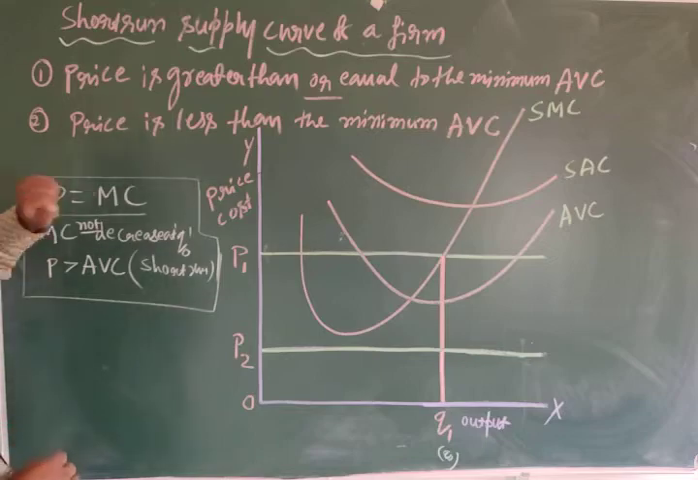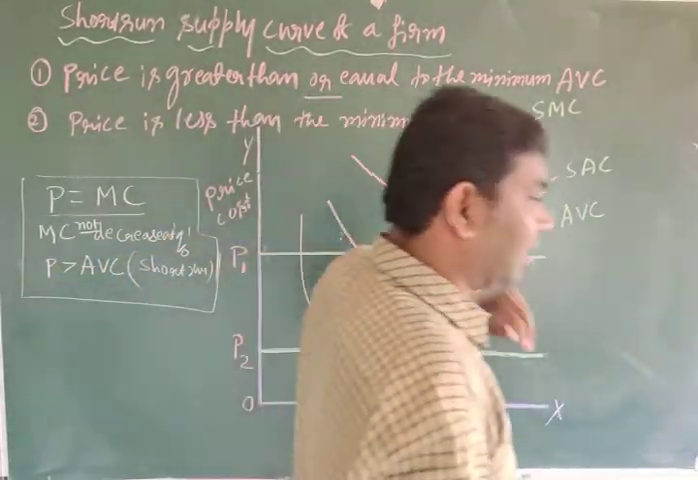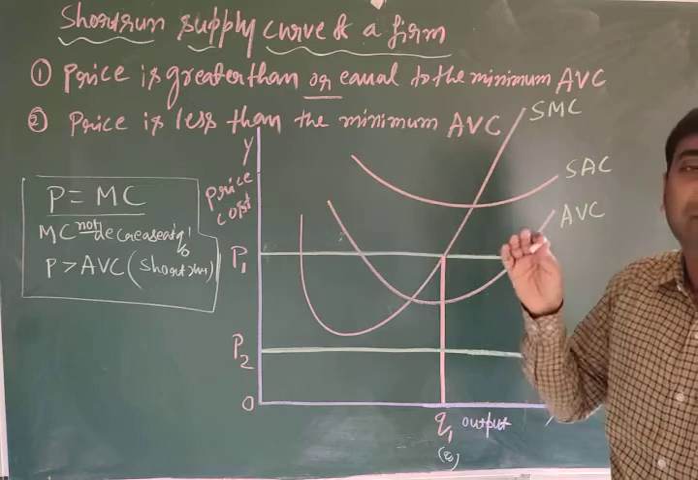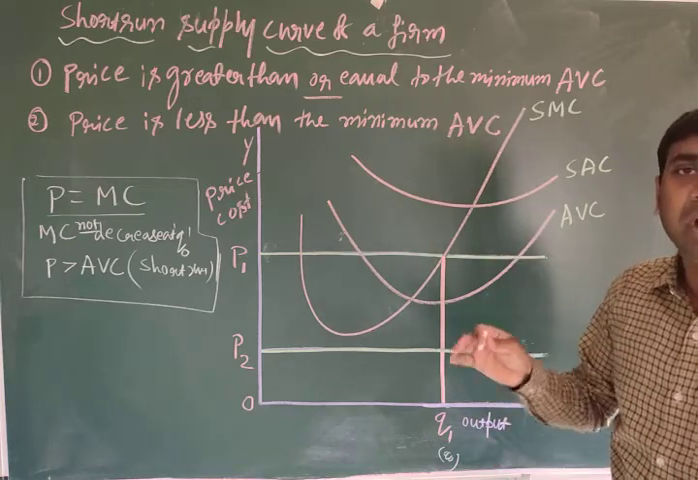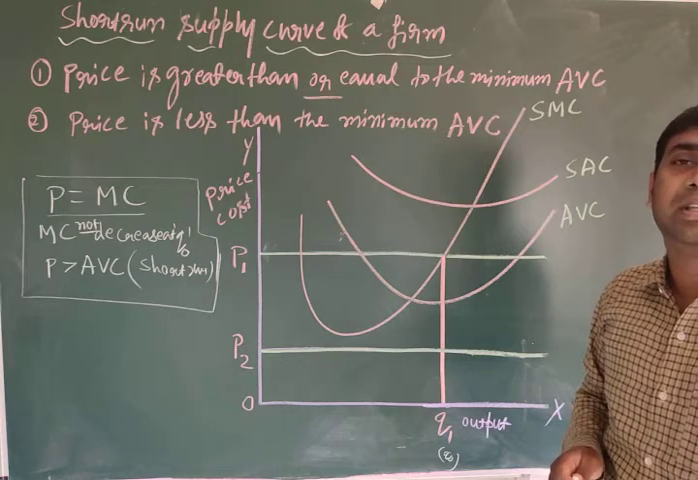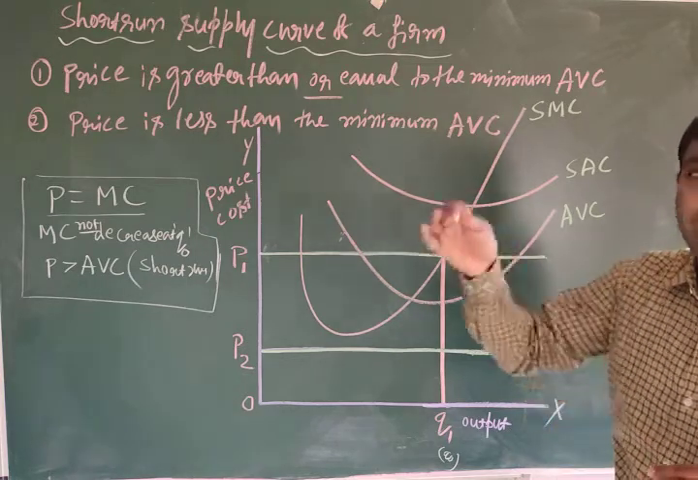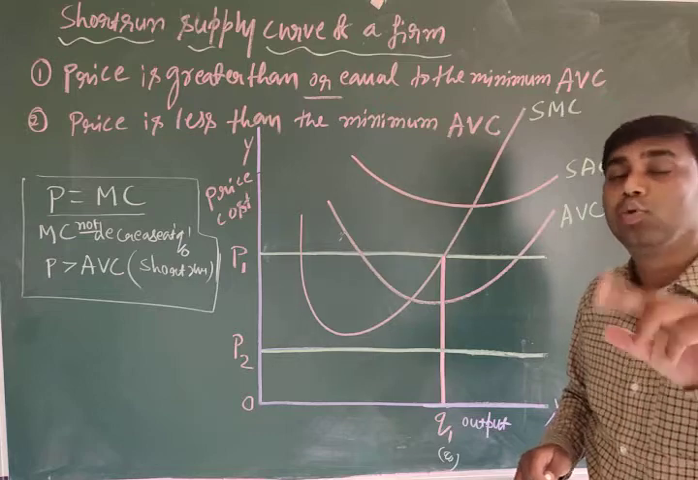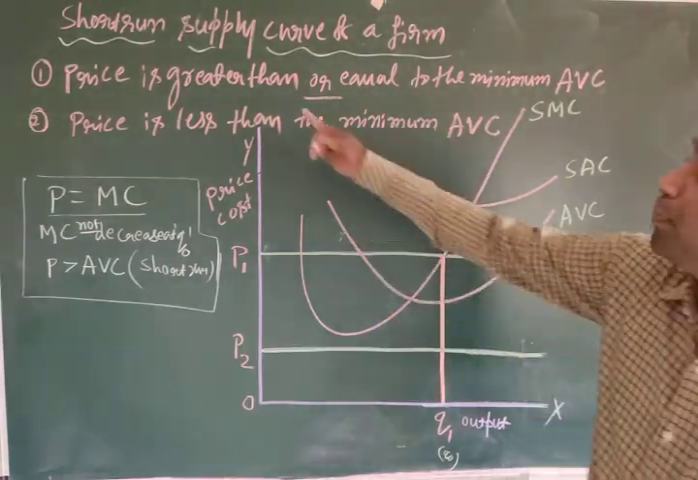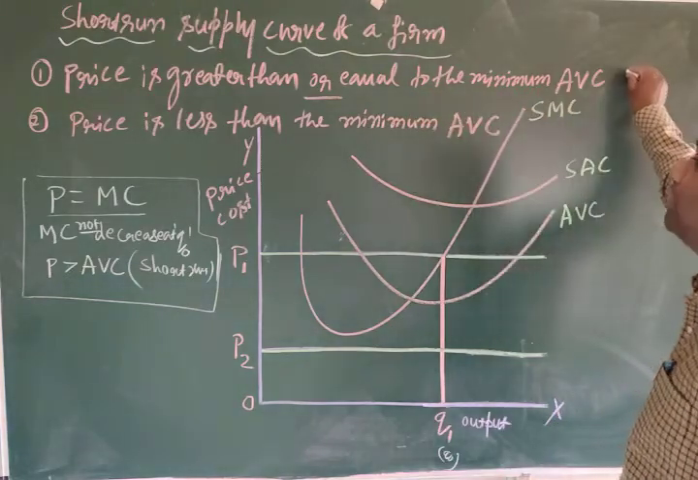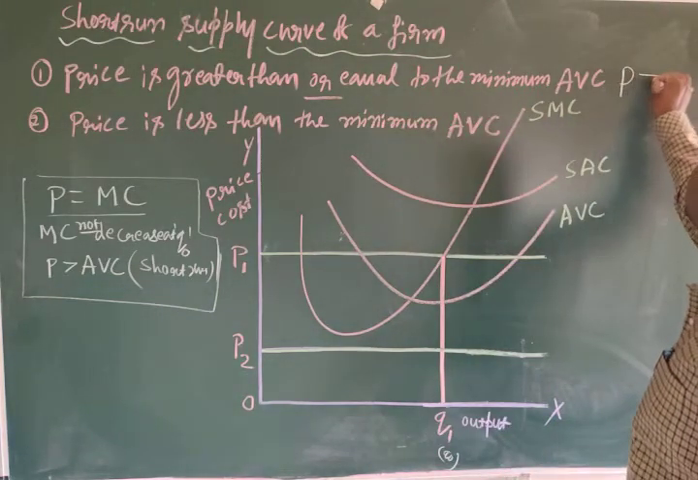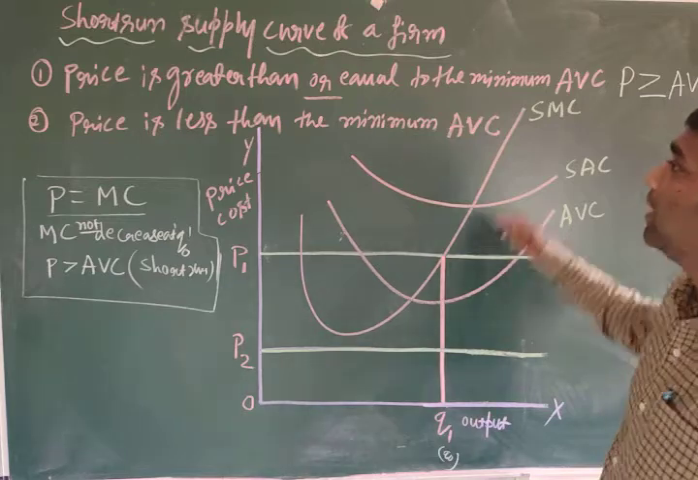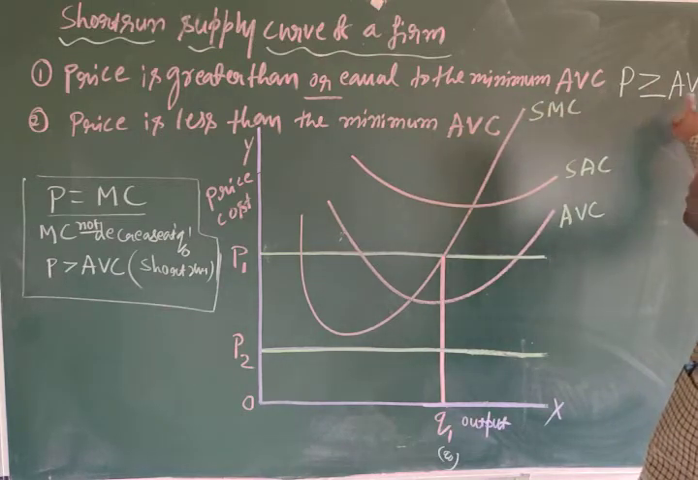First one is price greater than or equal to the minimum AVC. We are discussing the short run supply curve of a firm. For what purpose? In the short run, at which quantity will the firm earn more profit, that is, see profit maximization? We have to identify that point by fulfilling these three conditions. Again we have to see two conditions. One is price is greater than or equal to the minimum AVC.